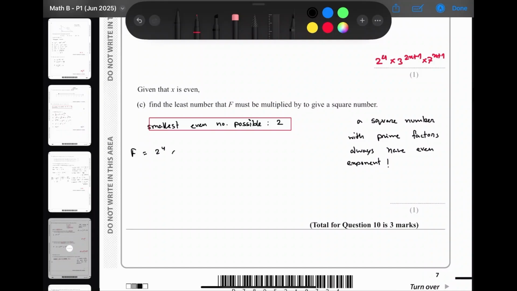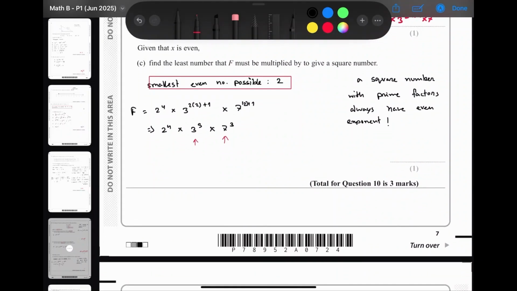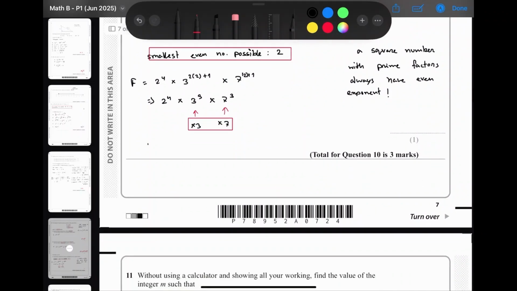So, if we rewrite f as this, with x replaced with 2, in both 3 and 7 as power, then we can see that both powers of 3 and 7 are odd digits. To make them even, we will increase both 3 and 7's power by 1, so their exponents turn even. And to do that, we will need to multiply f with 3 as well as 7. So, if we need to multiply with both, their product will result in 21, which is our final answer.